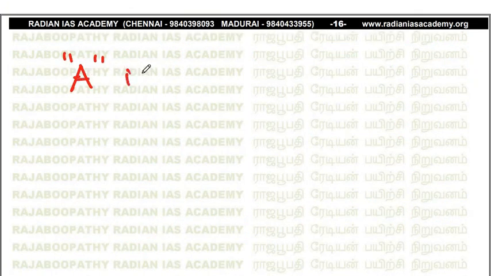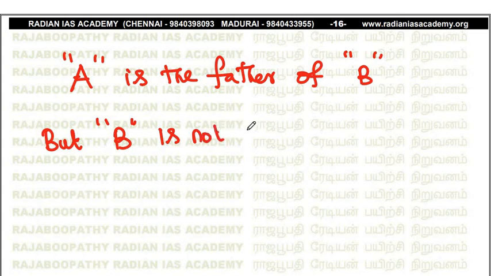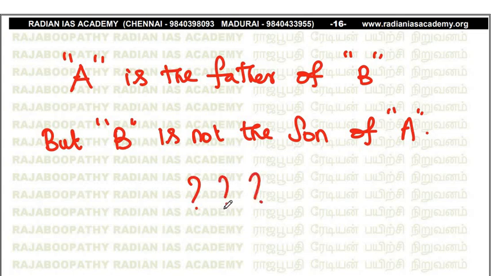A is the father of B, but B is not the son of A. Is this possible in a family? Anyone answer? A means some person, B means another person. A is the father of B, but B is not the son of A. Is this possible? Yes, this is possible.